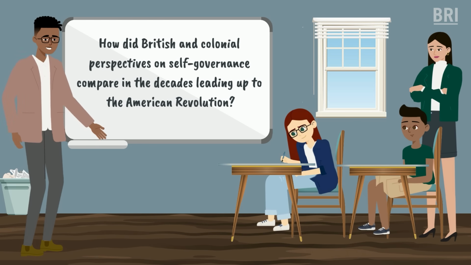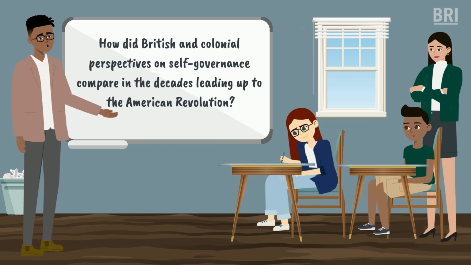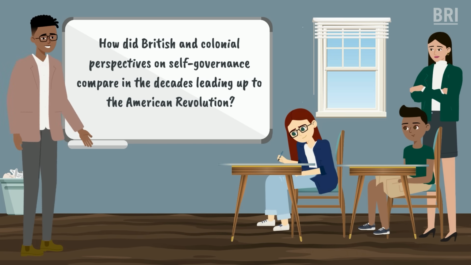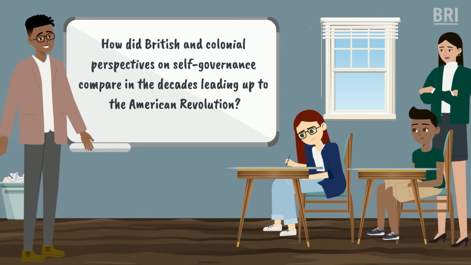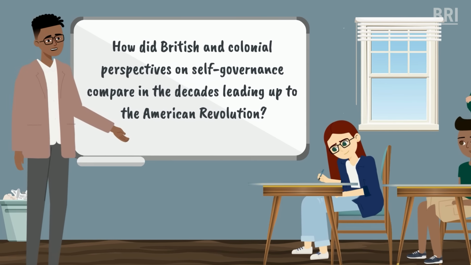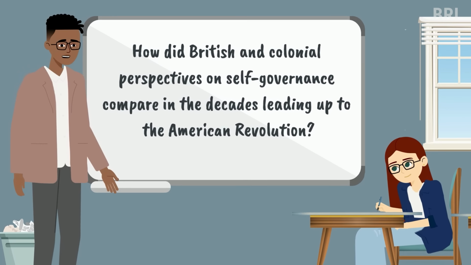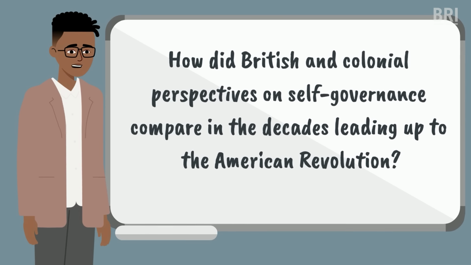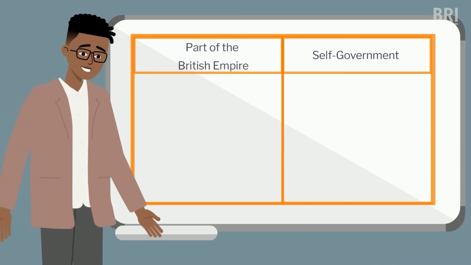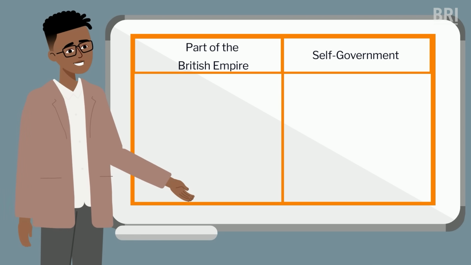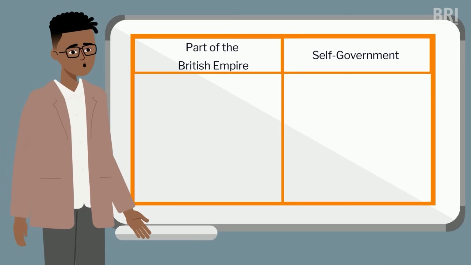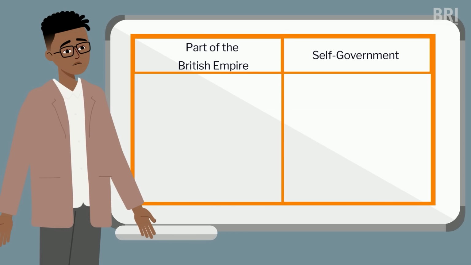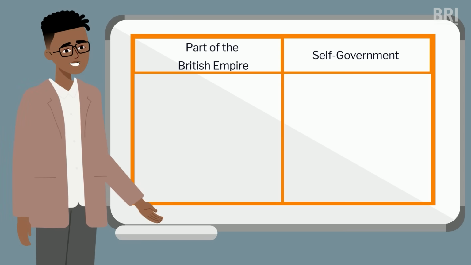Now that you've analyzed these sources, let's see how you can use them to answer an important historical question. How did British and colonial perspectives on self-governance compare in the decades leading up to the American Revolution? To answer this, let's look at the color-coded themes from earlier. We can group these sources into 2 key perspectives or opinions: that the colonies should be part of the British Empire, or that the colonies are entitled to self-government.